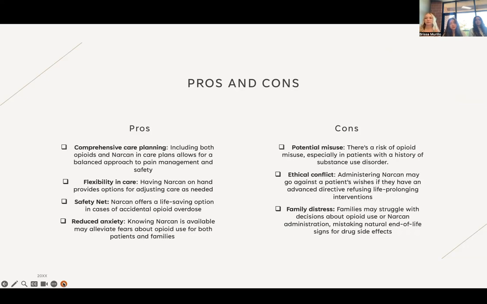Some cons include potential misuse. There is a risk of opioid misuse, especially in patients with a history of substance abuse. Another con is ethical conflict. Administering Narcan may go against the patient's wishes if they have an advance directive refusing life-prolonging interventions. And then the last con is family distress. Families may struggle with decisions about opioid use or Narcan administration, mistaking natural end-of-life signs for drug side effects.